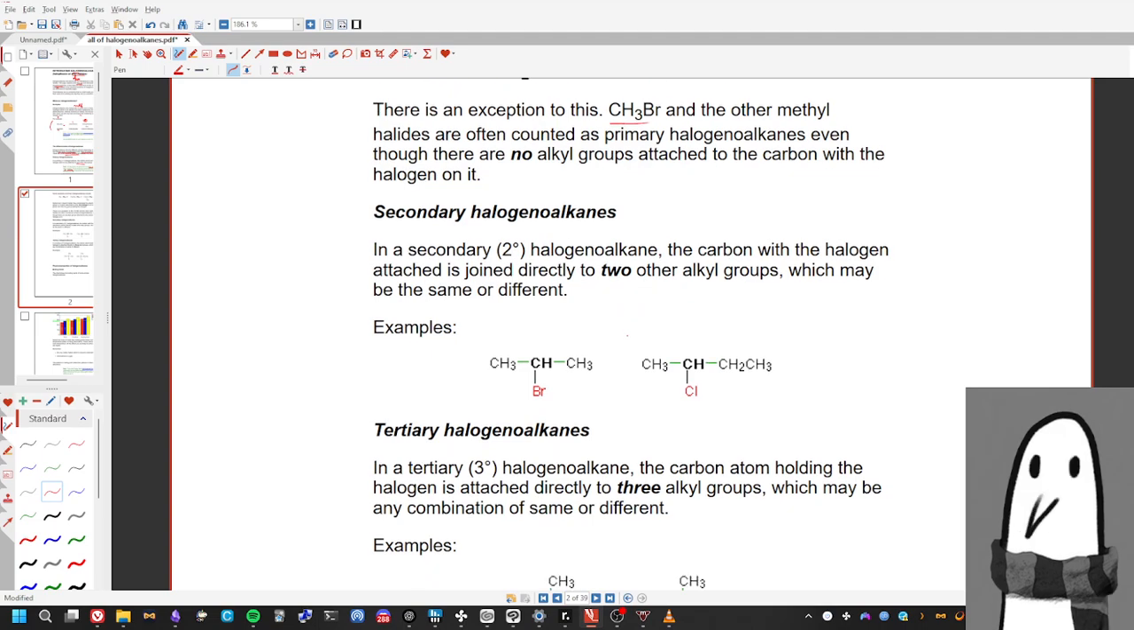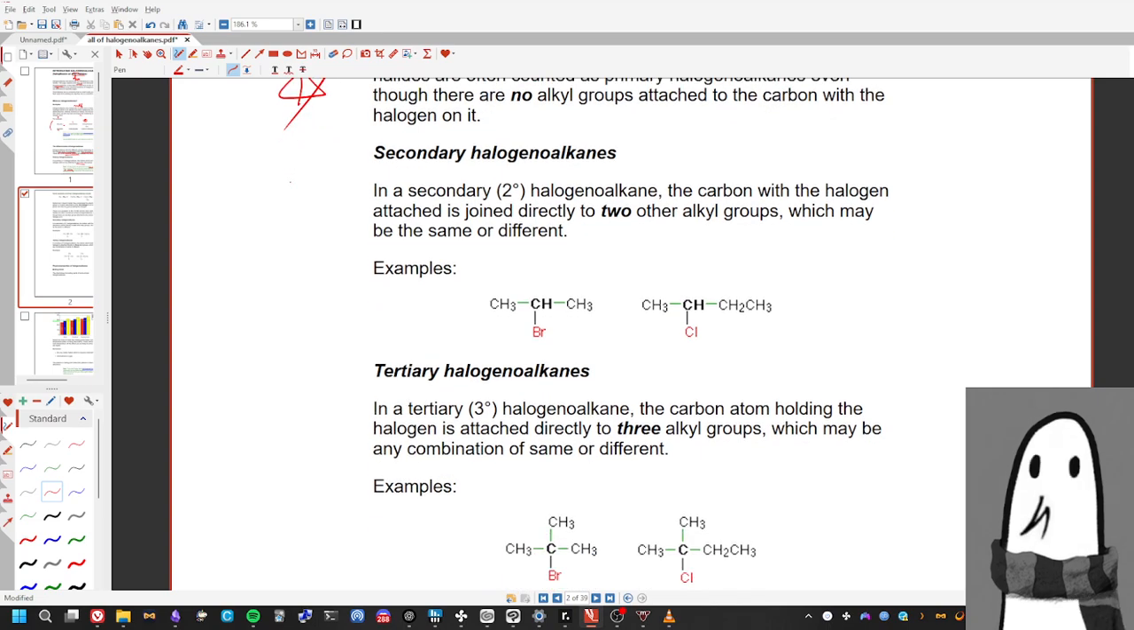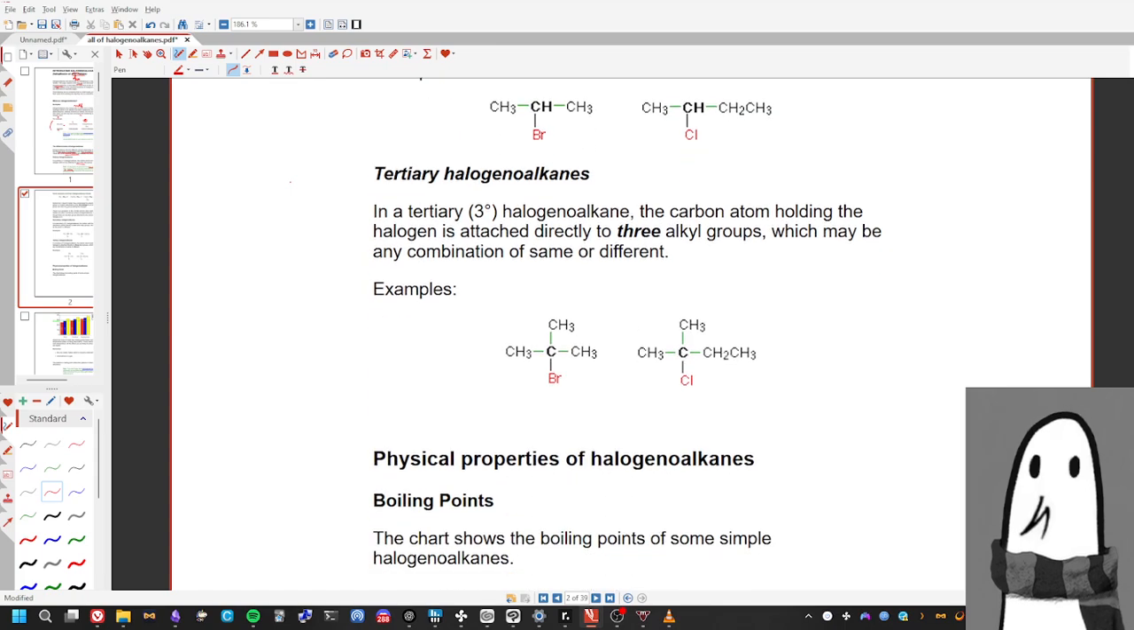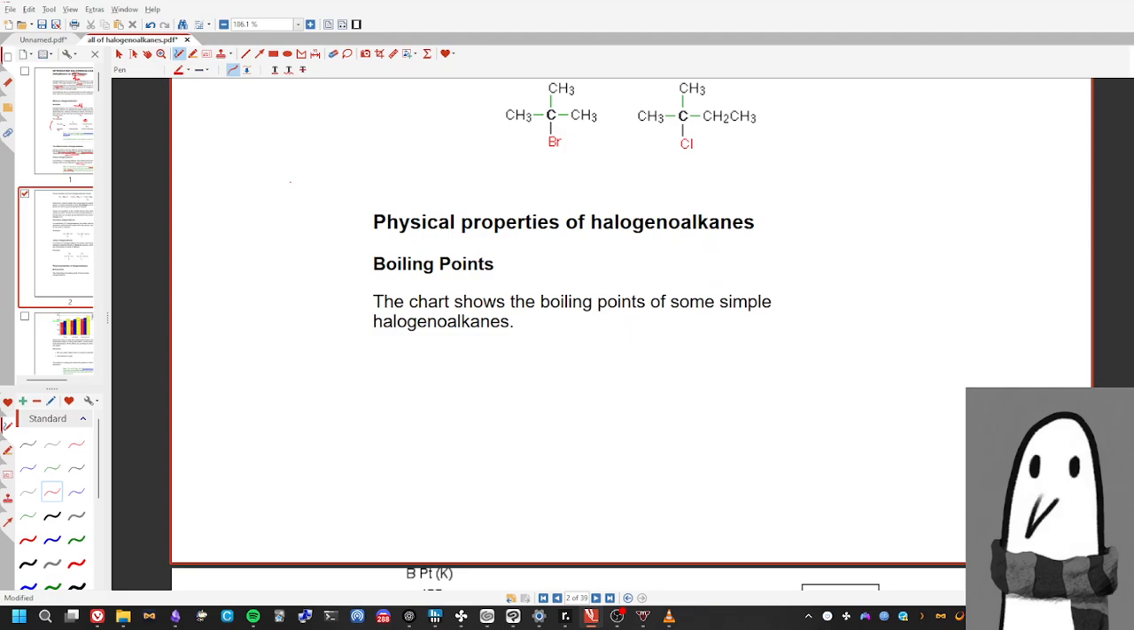Secondary halogenoalkanes, yeah, secondary halogenoalkanes. Two other alkyl groups, pretty self-explanatory. Tertiary, three alkyl groups. Now the physical properties.